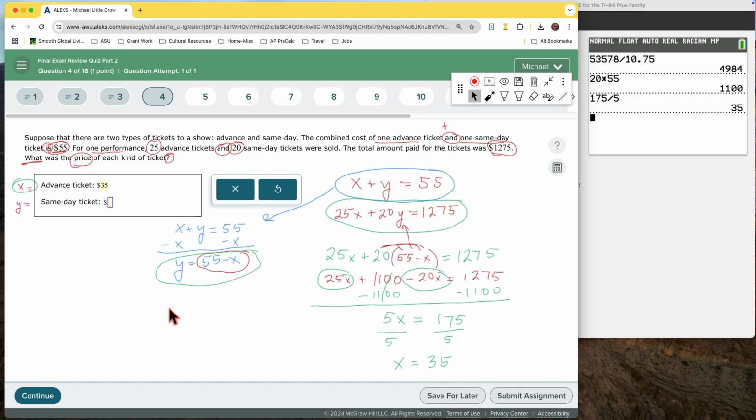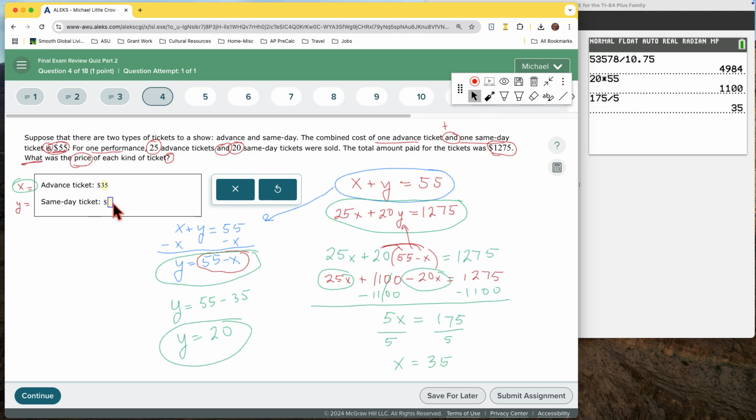So then to get the same day tickets, sometimes they do this in math questions. They give us something that doesn't make sense. You would think the advanced tickets would be less, but maybe they're more. Y equals 55 minus 35. I'm going to get that that's 20. And that's the surprise to me, that the same day tickets are 20, but maybe they sell out or something. They just figured, hey, nobody's bought these, so let's discount them and maybe people will come.